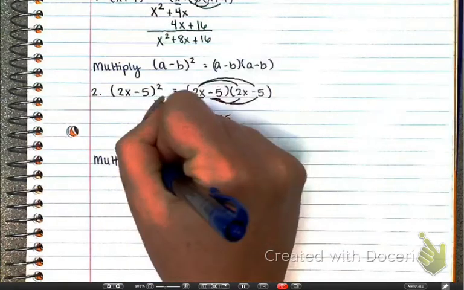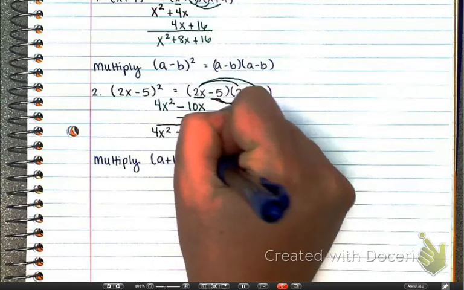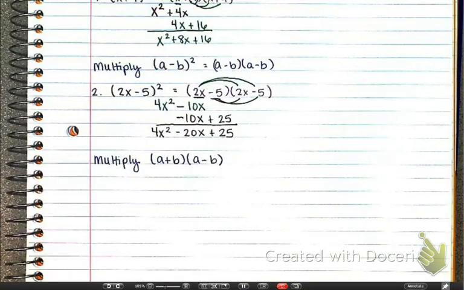We're going to multiply a plus b times a minus b. And before we do this, let's talk about what we notice. What do you notice about this problem?